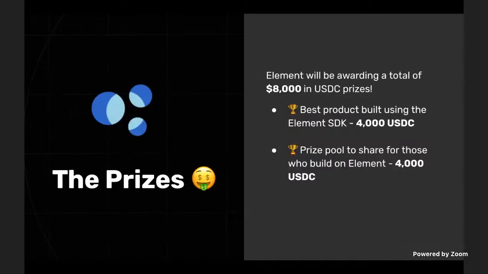So now that we've gone over all the potential product ideas that can be built on top of Element, I wanted to give a brief overview of our prizes offering. So Element's going to be awarding a total of 8,000 in USDC prizes. The best product built using the Element SDK will be awarded 4,000 USDC. And then the next prize is a prize pool. So this will be shared across anyone who builds on Element, whether it's the products we mentioned in the earlier slides, or if it's a new novel approach that you and your team have created on your own. So that pool will be split for 4,000 USDC as well.